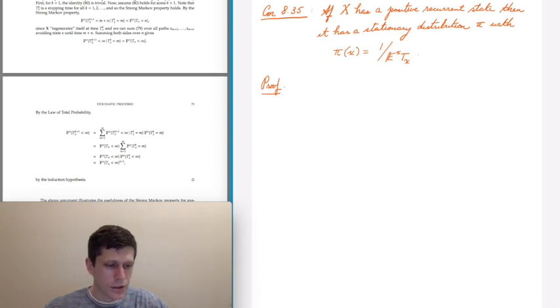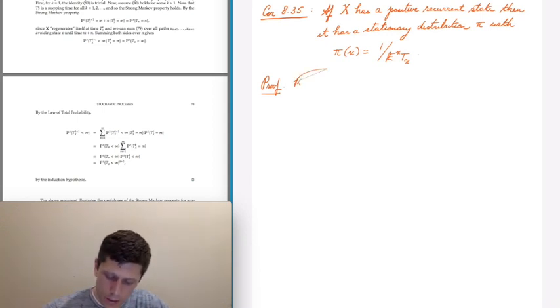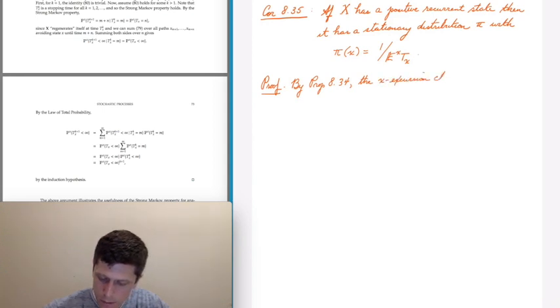And the proof of this is going to make use of the fact... First of all, from the previous proposition, what we know is that the X excursion chain has a stationary distribution.